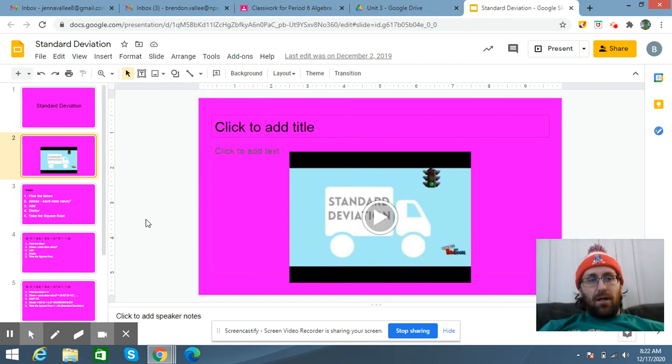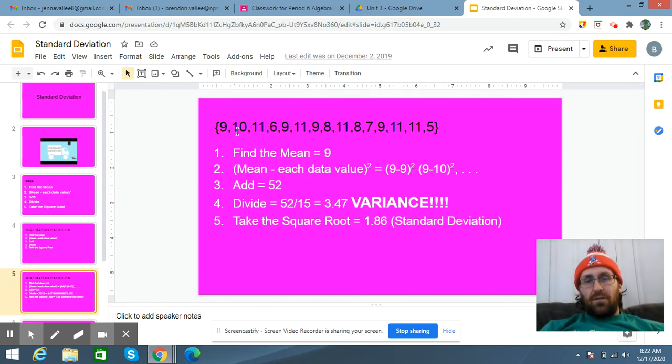So really, if we have a bunch of numbers, these are the steps. First, you find the mean. Now remember, mean is the average. So we add up all the numbers and divide by how many numbers there are. So for this one, it's 9.